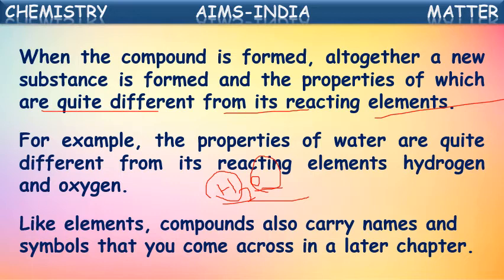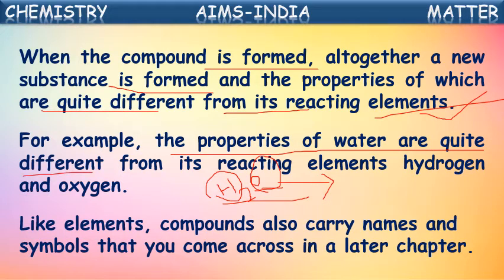Isn't it? Oxygen is a gas, hydrogen is a gas, but H2O is a liquid. Its properties are completely different. So that is what he is telling here. When a compound is formed, altogether a new substance is formed and its properties are quite different from its reacting elements. Example, the properties of water are quite different from its reacting elements, hydrogen and oxygen. That is what we explained.